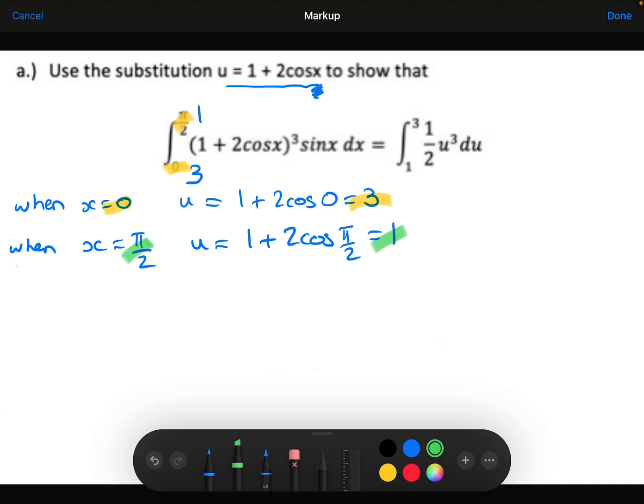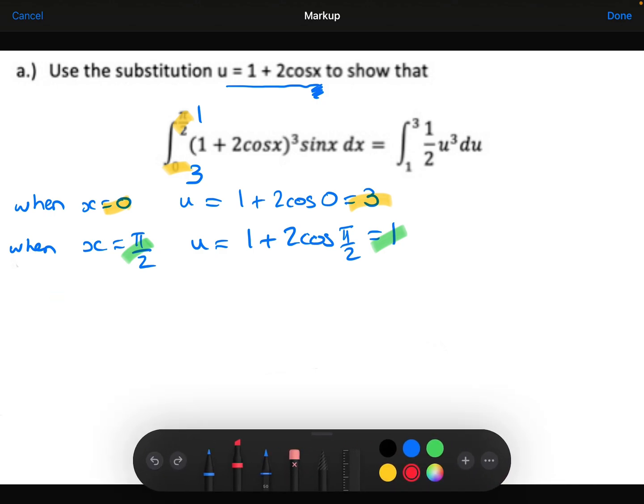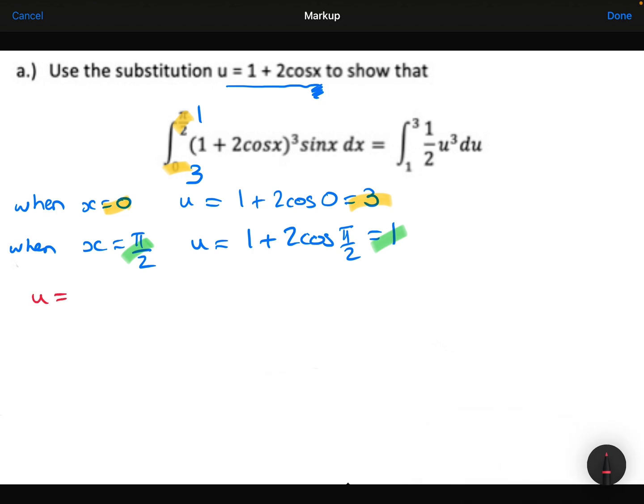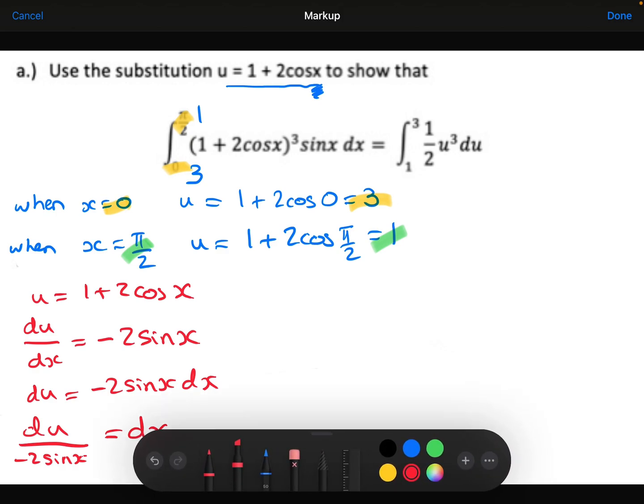Okay, we've swapped our limits. Now let's do the integration by substitution process. So let me take the u equals 1 plus 2 cos x. Let's differentiate that. So that's going to give me minus 2 sine x. Let's rearrange to make the dx the subject. So du equals minus 2 sine x dx. Divide both sides by the minus 2 sine x. So that's going to look like that. So this is my key to the spaceship. This is what I'm going to substitute in here.